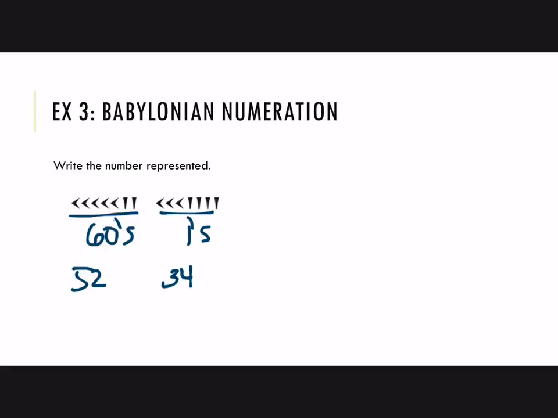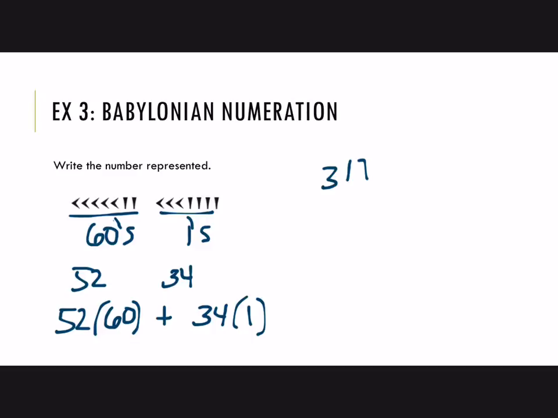Now those first 52, that's counting how many groups of 60, so I multiply. And on the second, that's 34 ones. And then we add to put everything together. So 52 times 60 is 3,120. And then plus 34 ones, so this number is 3,154.